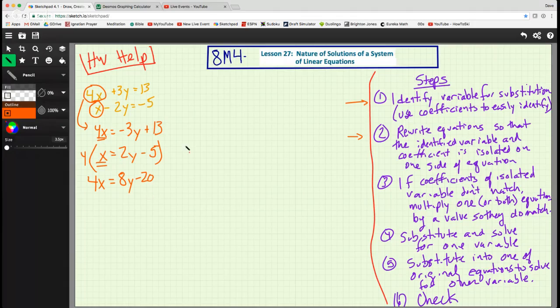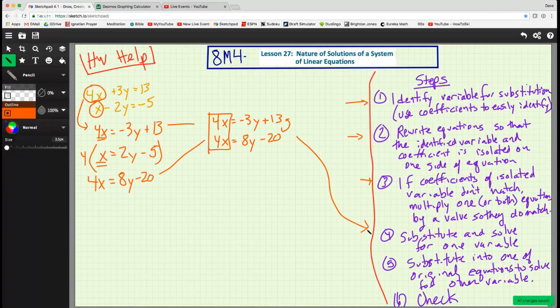Okay. And now what is cool is I have 4x equals negative 3y plus 13. And I have 4x also equals 8y minus 20. So I have two things that are equal. Well, if 4x is 4x, then these two things must be equal. And so now I'm on step 4. I've actually made coefficients that match.